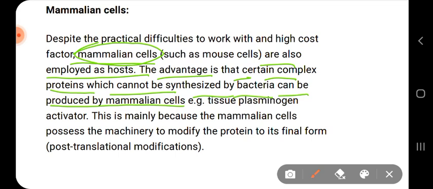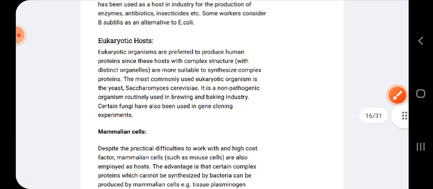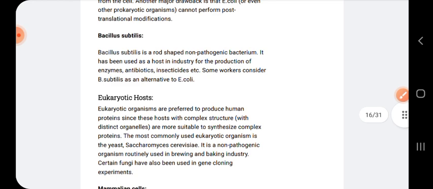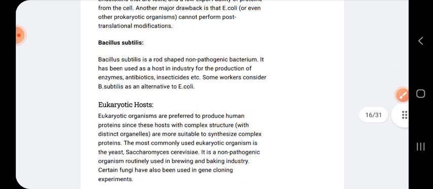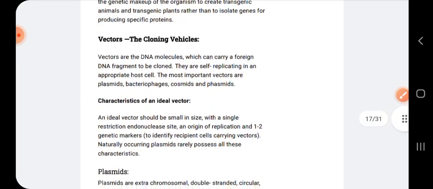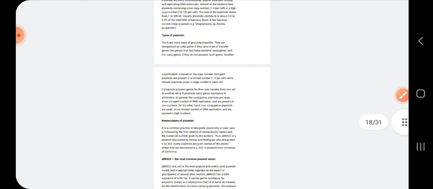So if the DNA has been taken from our desirable source, for example a eukaryotic cell, it can undergo post-translational modification within this mammalian cell. But if our main aim is only to clone, then you can use E. coli cells or Bacillus subtilis cells as a host cell. I think you have understood this part.